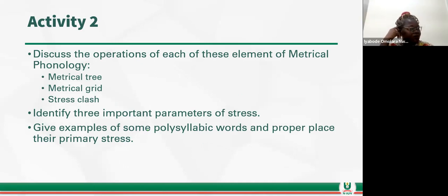I'll talk about metrical tree. I'll talk about stress splash. Who wants to tell us something that you understand from it?